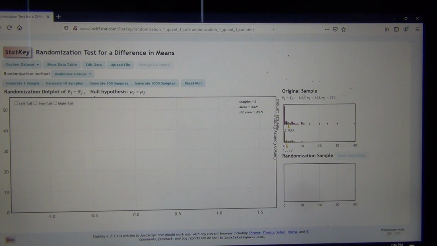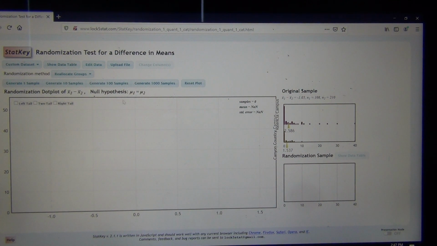I can see that the sample difference when they did Canyon Country minus Valencia was negative 1.05. So that's the sample mean difference right there. So that's important. Remember, using randomized simulation, you're not really using the test statistic. You're actually just going to use the sample data itself. So the sample data is summarized by this difference right here, negative 1.05.